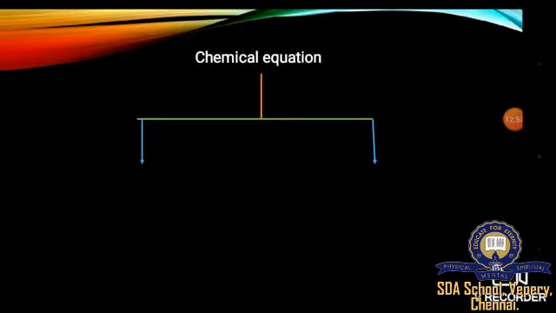Let's see more detail about the chemical equation. It has two categories, that is two types. One is word equation, another is chemical equation. Word equation means the chemical reaction is written in the word form. Chemical equation means they are written using symbols or formulas.